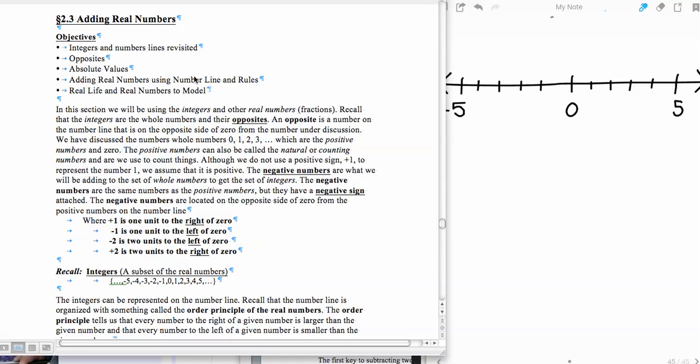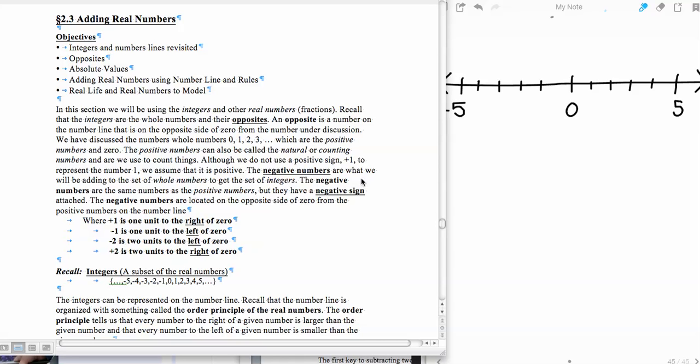This is our first lecture in section 2.3. The objectives of this section are integers and the real number line revisited, opposites, absolute values, adding real numbers using the number line and using rules, and using real life and real numbers to model. So first of all, let's just get going on the introduction.